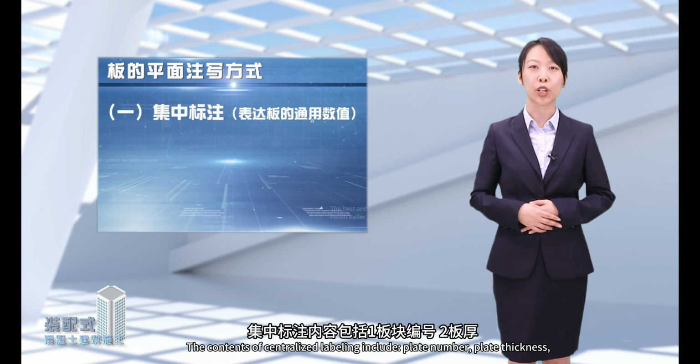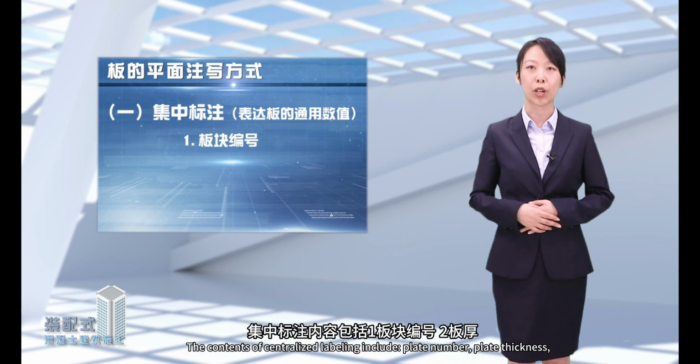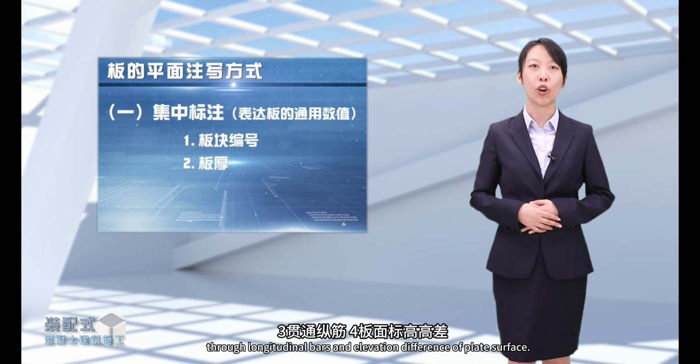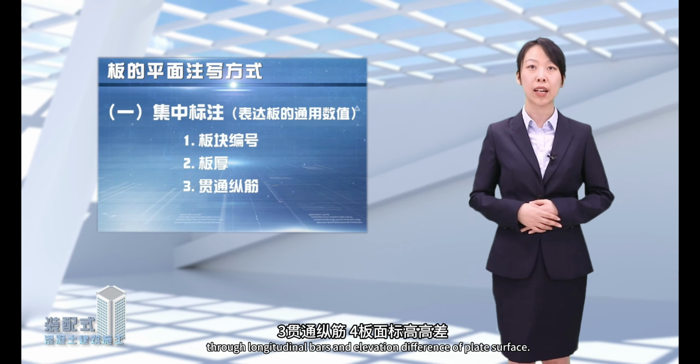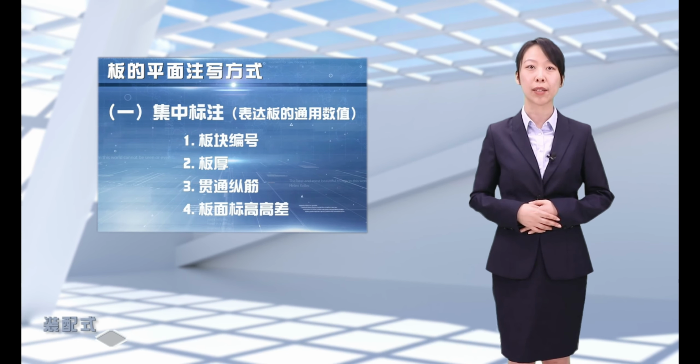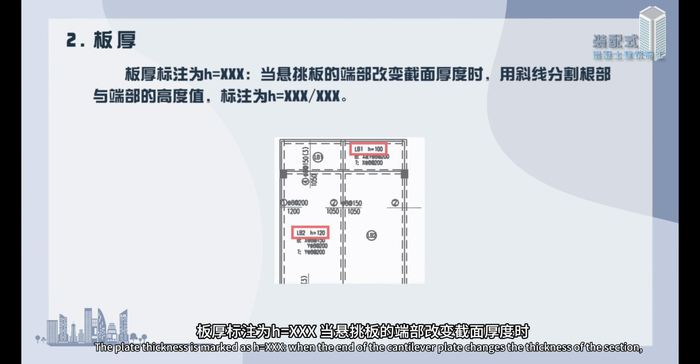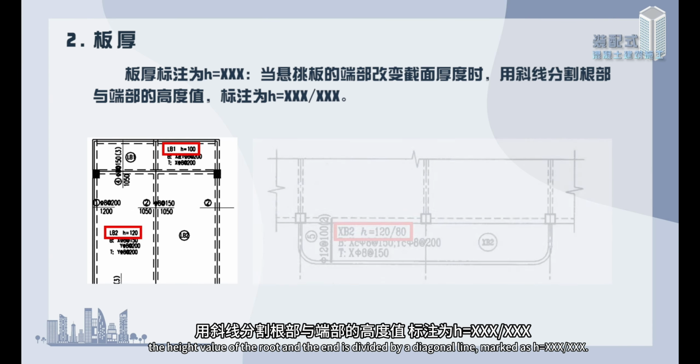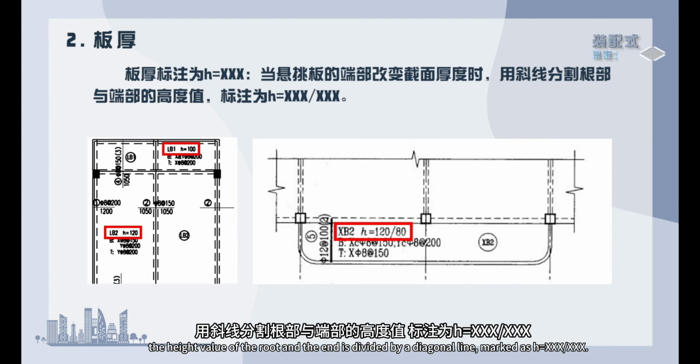The contents of centralized labeling include slab number, slab thickness, through longitudinal bars, and elevation difference of the slab surface. The slab thickness is marked as H equals XXX. When the end of a cantilever slab changes thickness, the height values of the root and the end are separated by a diagonal line, marked as H equals XXX/XXX.